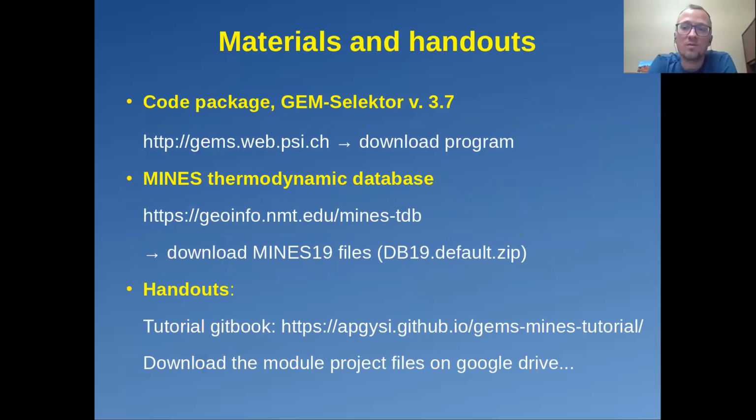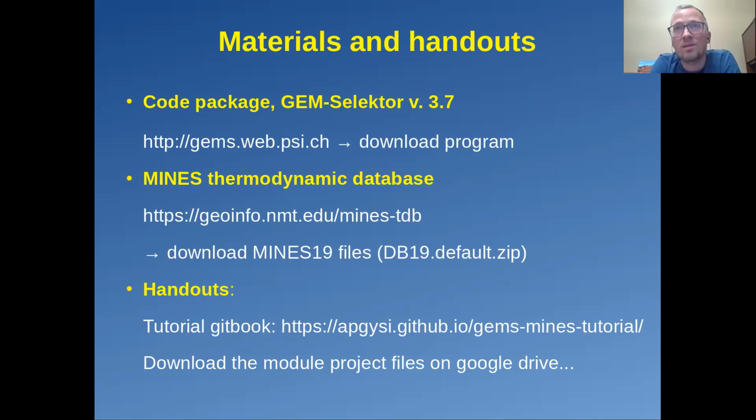So the materials of the workshop and the handouts. The first thing, you need GEMS selector, and I added this in the program, and there's also the link here again. So I hope that everyone installed GEMS 3.7. There's a new version 3.8 that came out. It's very exciting. The installer will be new, and it will be an online installer. But for this workshop, I suggest to use 3.7 to make sure that all the projects are compatible and everything runs smoothly. So just make sure you have version 3.7.